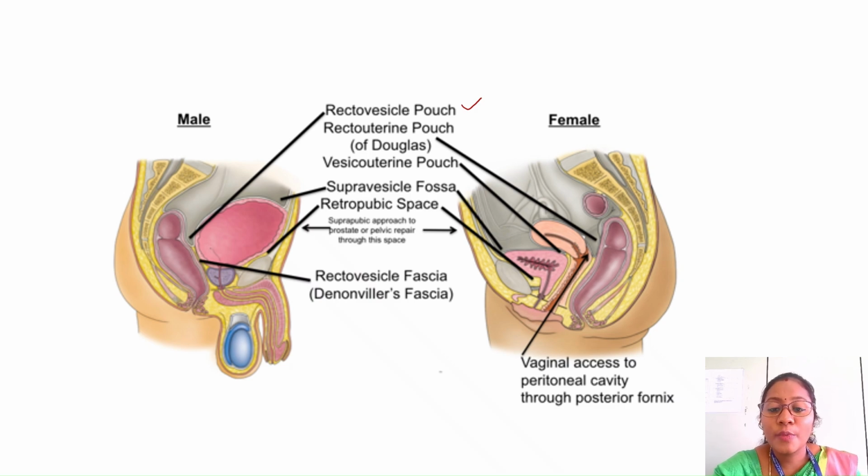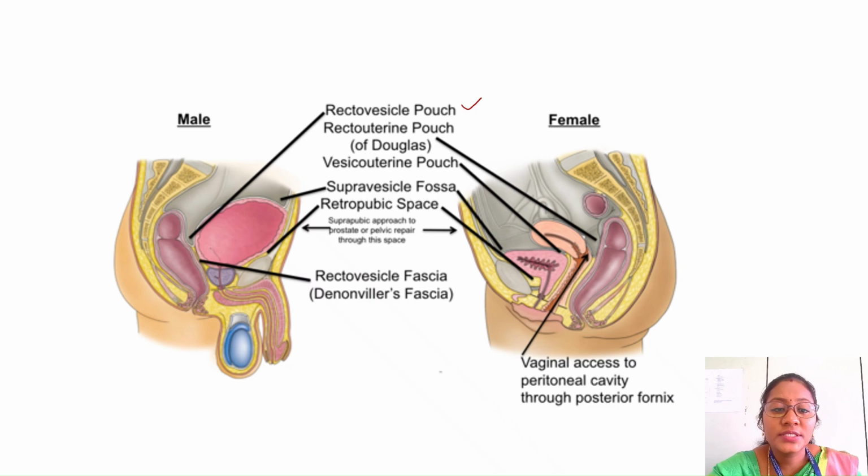So we discussed two structures. One is the recto-uterine pouch, that is the pouch of Douglas. Similarly, in the male, it is known as the rectovesical pouch. Another one is the vesicouterine pouch, which is present in the anterior region. There is no vesicouterine pouch in males.